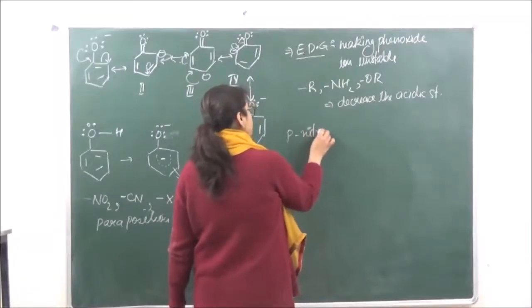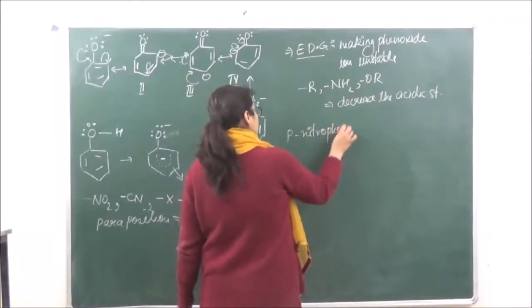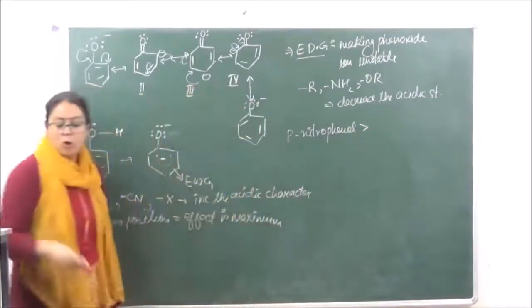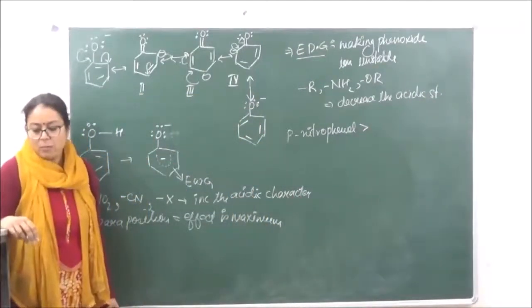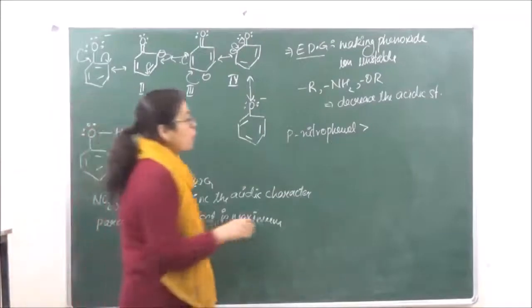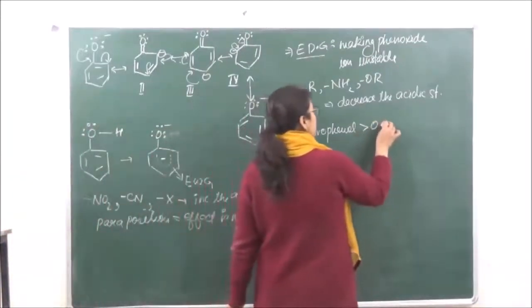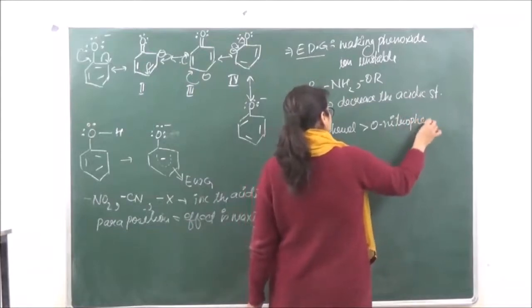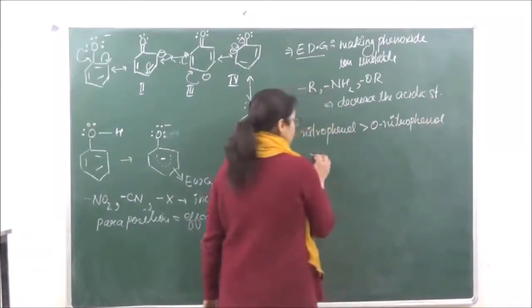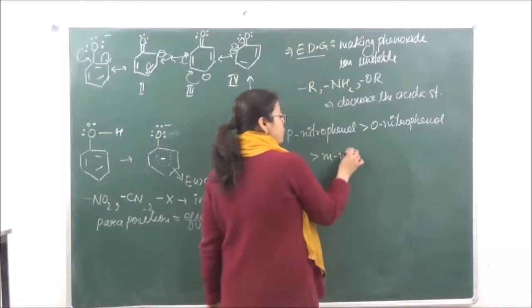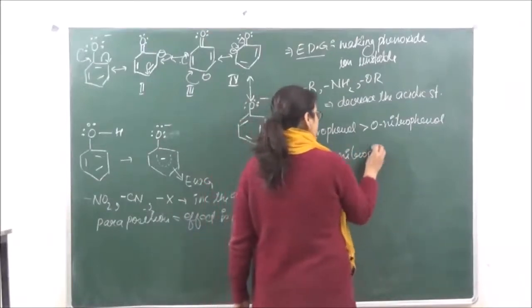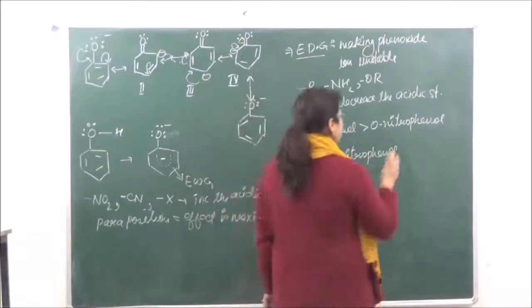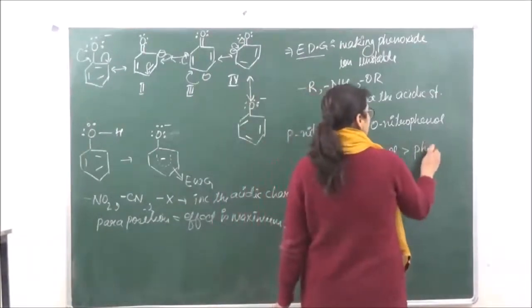So if you get a trend question, then you need to remember that para-nitrophenol is going to be the most acidic, then ortho-nitrophenol, then meta-nitrophenol, right? And finally it is going to be phenol.